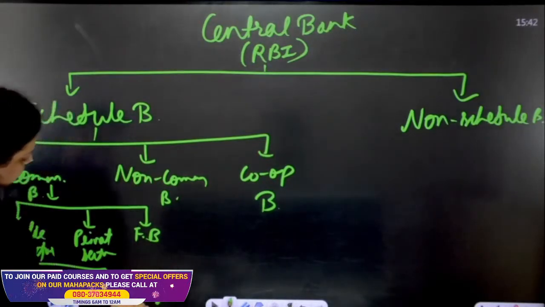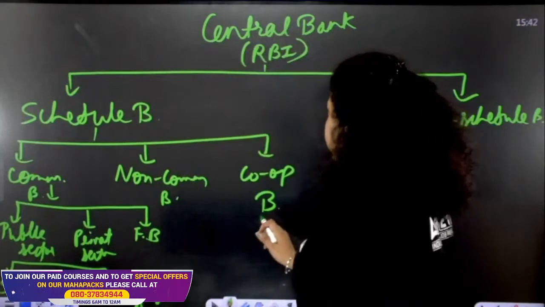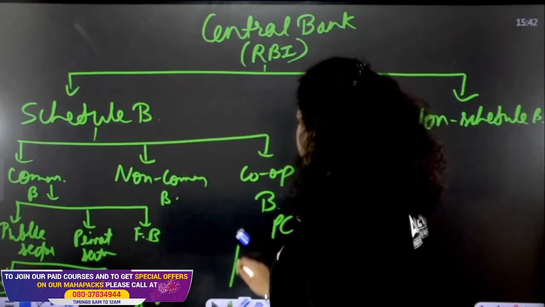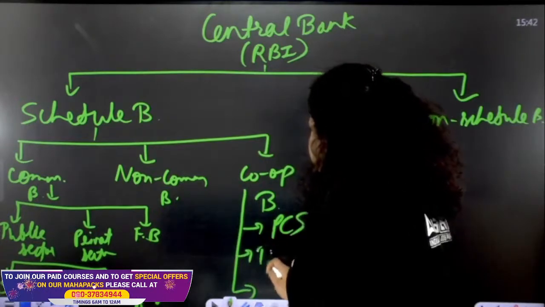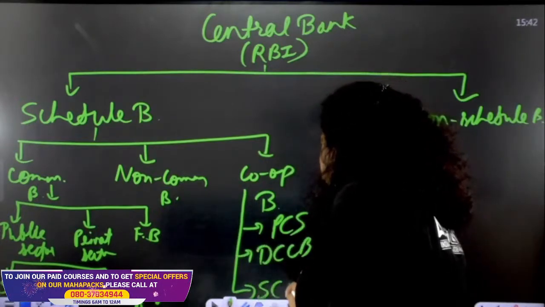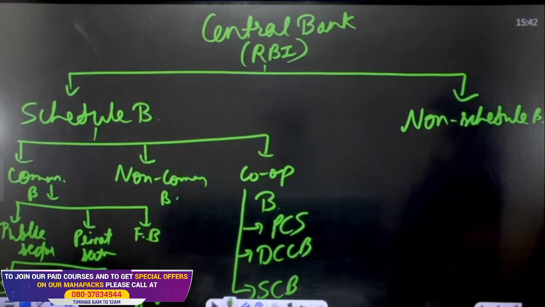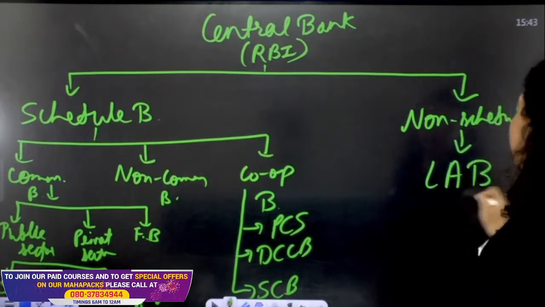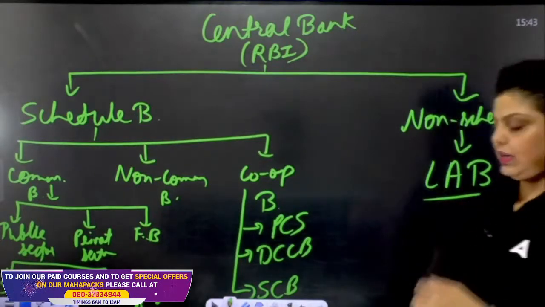Okay. Now the cooperative banks are also divided into 3 categories: primary credit society, district central cooperative bank, and state cooperative bank. So these are the 3 cooperative banks. Now the local area banks are the only non-scheduled banks in the country. Only the local area banks are the non-scheduled banks in our country. LAB means local area banks.